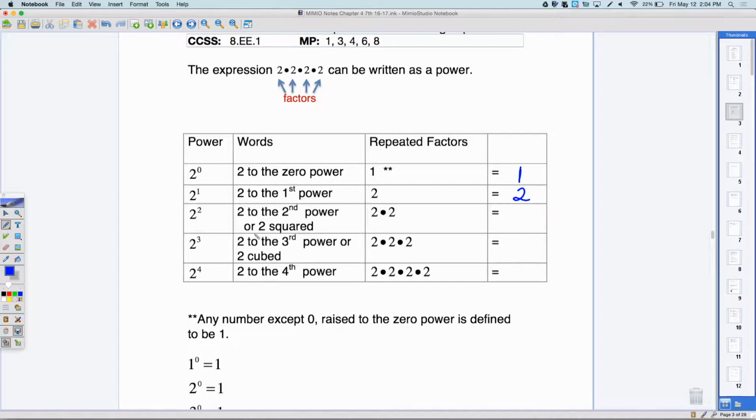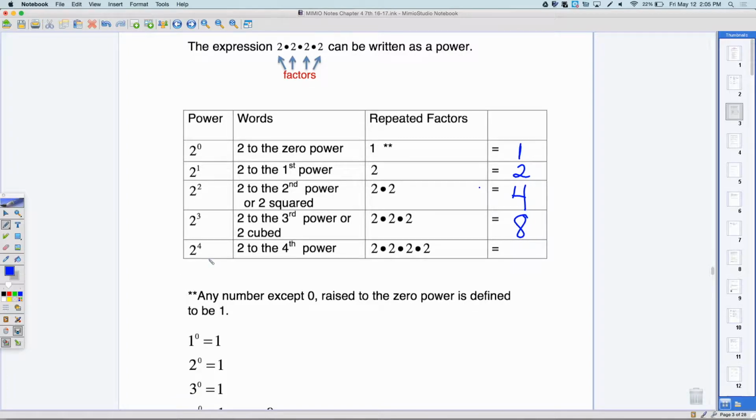The third one is read as 2 to the second power, or 2 squared. So our 2 is being repeated 2 times, so it's 2 times 2, which is equal to 4. The next one is 2 to the third power, or could be read as 2 cubed, which means your base of 2 is being repeated 3 times, which is equal to 8. Next one is 2 to the fourth power, which our base is being repeated 4 times, so it's equal to 16.